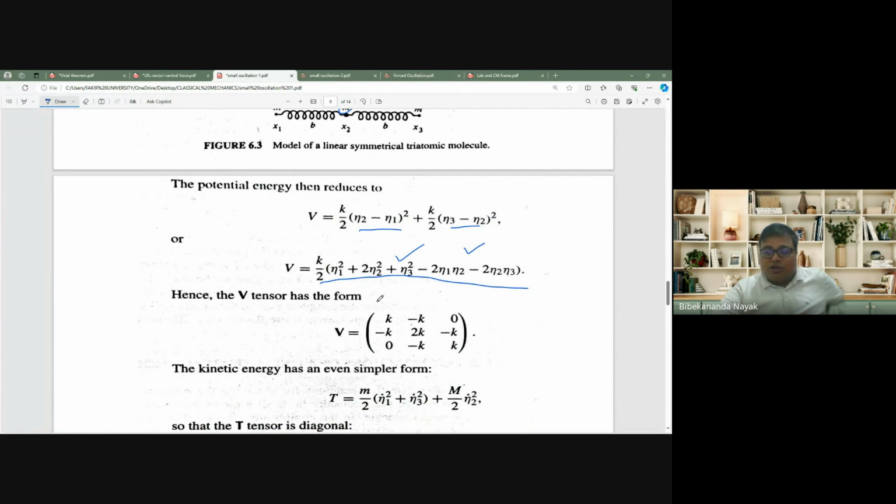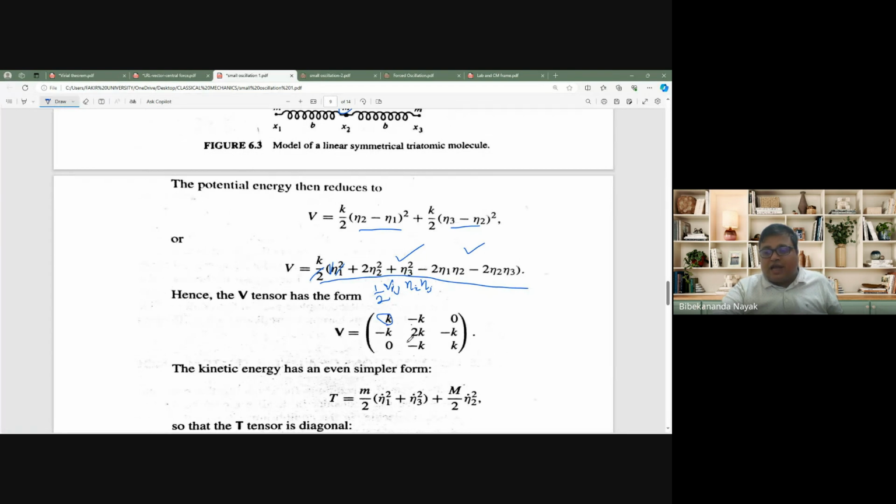So this is one component. Eta 1 square means eta 1, eta 1. What is the component here with eta 1 and eta 1? It is the 1 component. Our form is half Vij eta i eta j, so the half cancels. For eta 1 square the rest is k, so V11 is k.